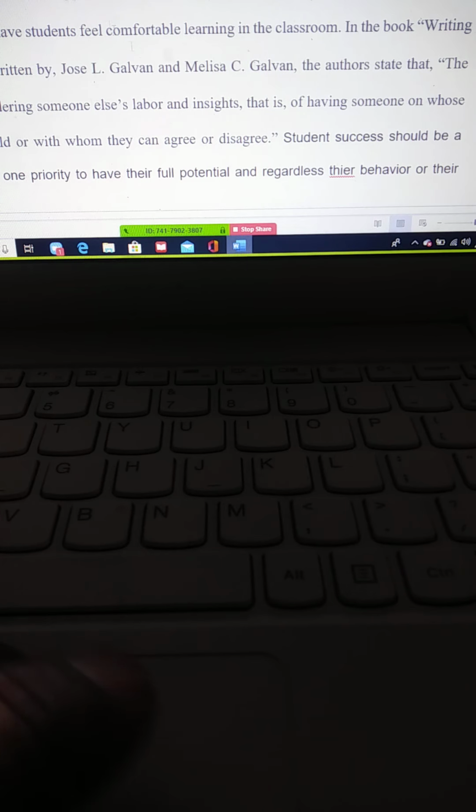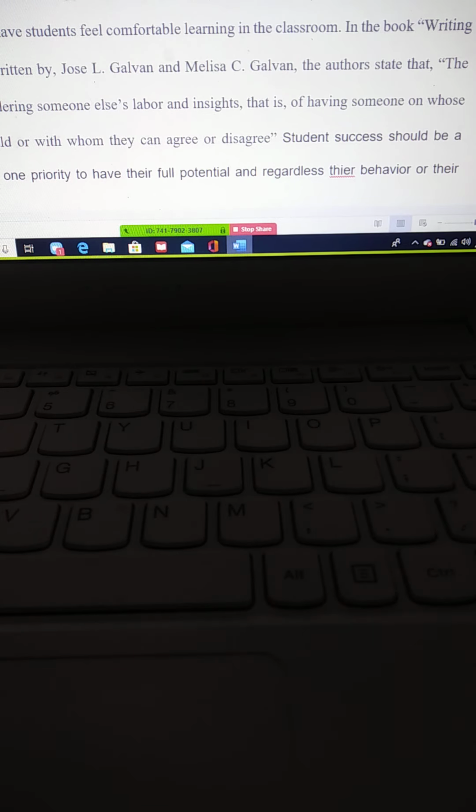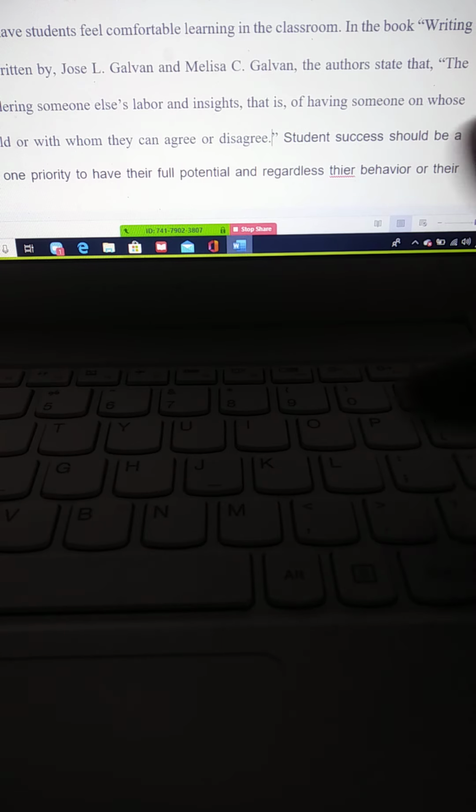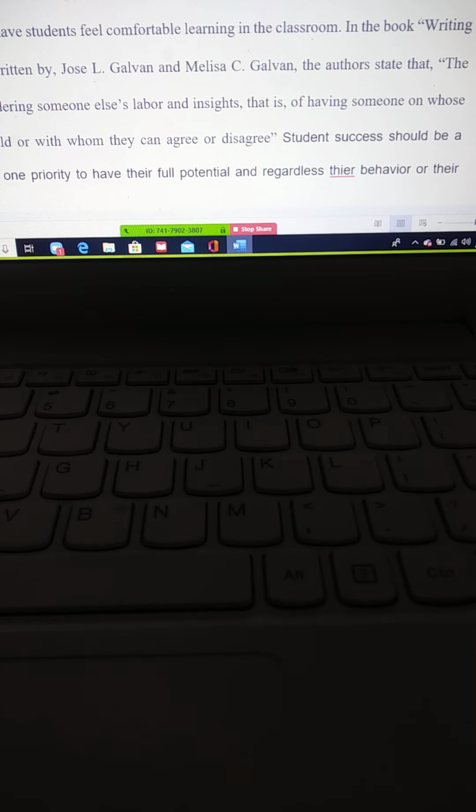Okay. So what do you think about the quote? So the advantage of considering someone else's labor and insights, that is, of having someone on whose work they can build, or with whom they can agree or disagree. Okay, so I think you might need a longer quote though, because see, the period was there. I took the period out. No period between the last word and the close quote. All right. This is what I'm trying to get you to get comfortable with, because these are the mistakes that I'm seeing.